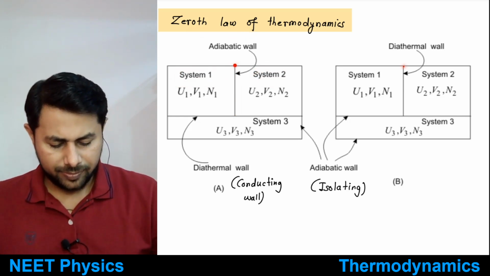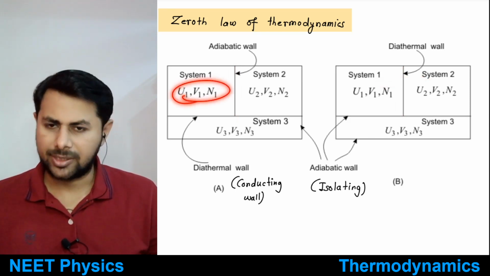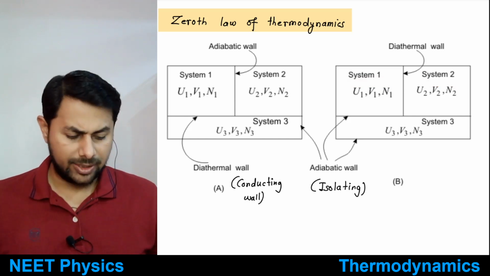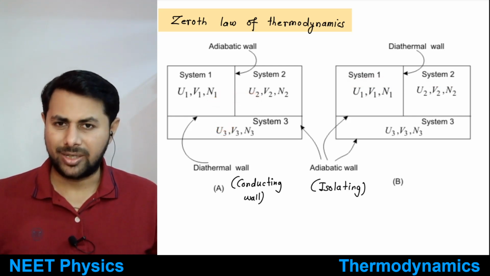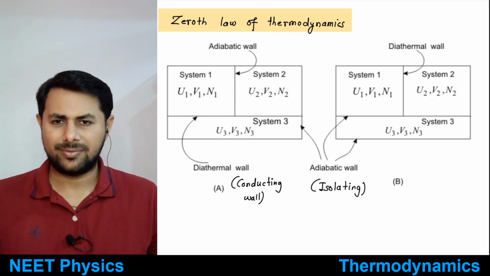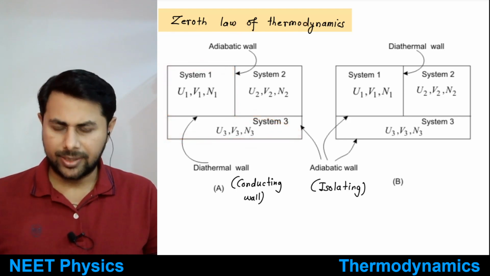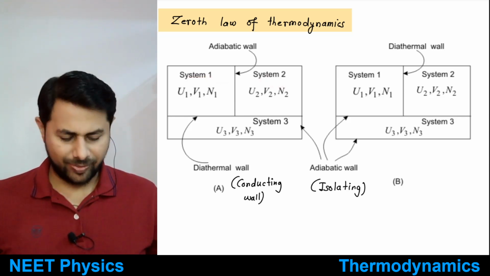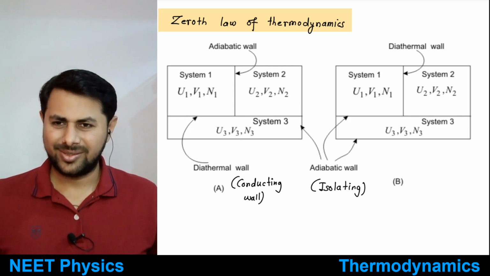So if you change this adiabatic wall to a diathermic wall, what will happen? Nothing will happen. Whatever the temperature of system 1 is, it remains the same, and the temperature of system 2 will remain the same, because they have already attained the same temperature by means of system 3. There was no direct heat exchange between system 1 and 2, but still by means of system 3 they have attained equal temperature. So this is the zeroth law of thermodynamics: if system 1 and system 3 are in thermal equilibrium, and system 2 and system 3 are in thermal equilibrium, then system 1 and system 2 have to be in thermal equilibrium. It is just like if A is equal to B, and B is equal to C, then A has to be equal to C. So this is simple.